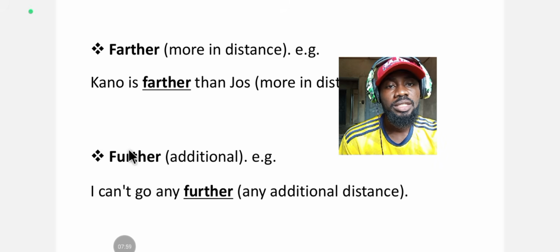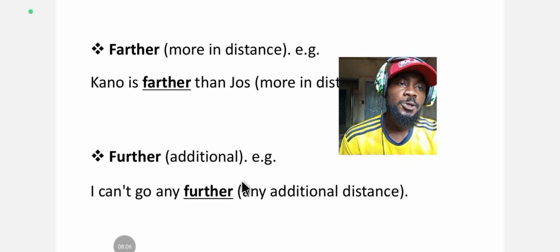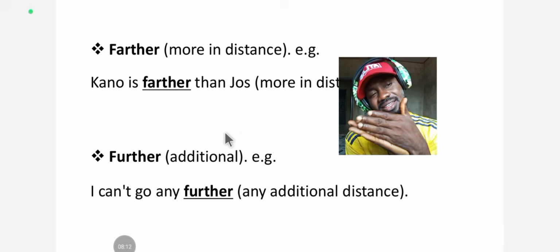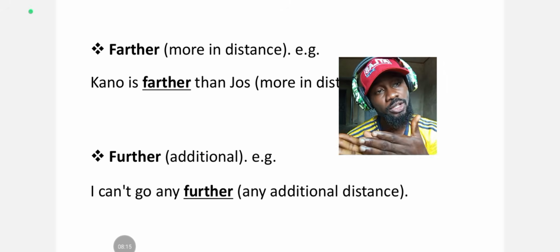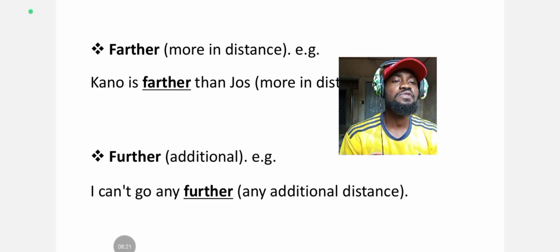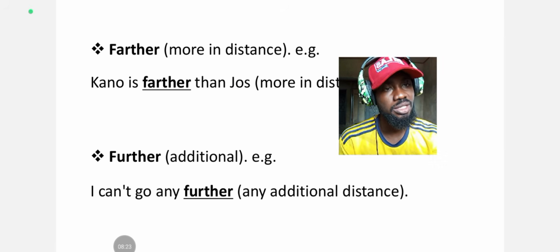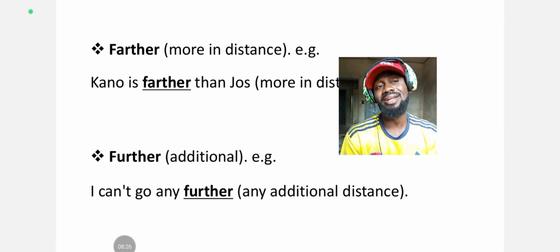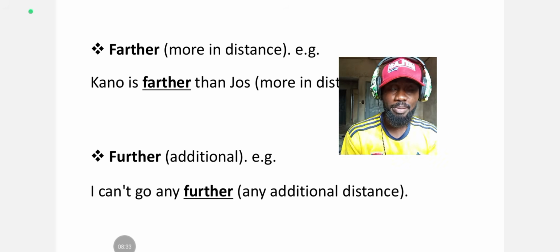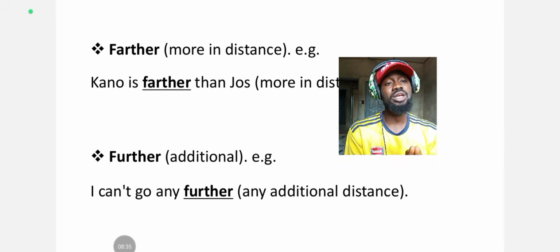The next we have here is further. What's the meaning of further? It means additional. So farther is distance. You are talking about distance. It is specific to distance, peculiar to distance. But further means anything additional. When you say further studies, it means additional studies. But you can't say farther studies because you are not talking about distance. So you use farther when you are talking about distance. But you use further when you are talking about anything additional.